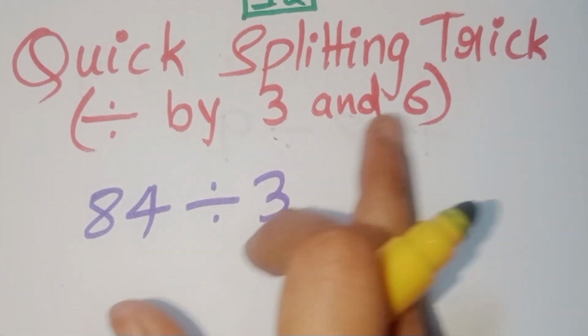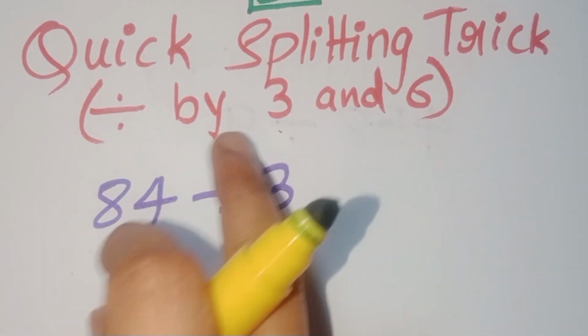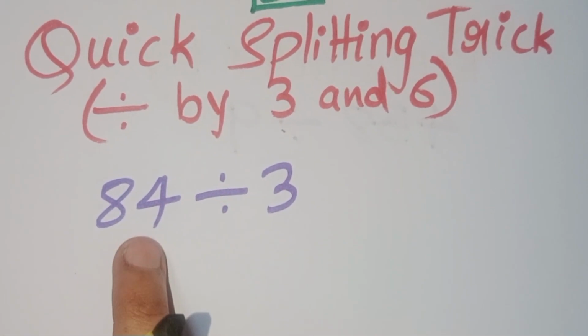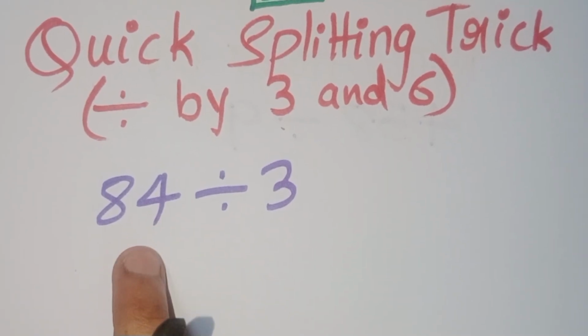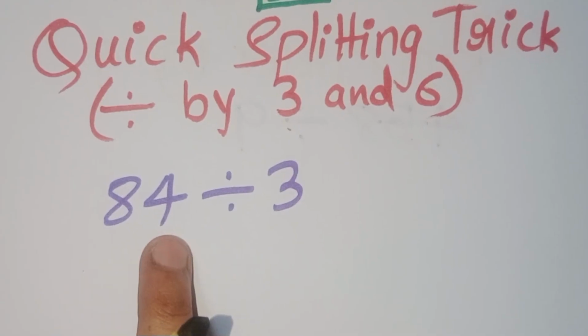Quick splitting trick. Divide by 3 and 6. For division by 3, split the number into parts that are easy to divide by 3. Then add the results. This makes mental calculation much faster.